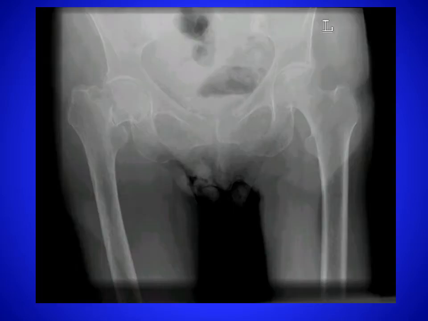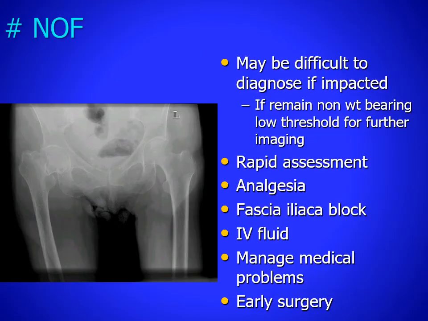This X-ray demonstrates an intracapsular fracture of the neck of femur on the right. You can clearly see a disruption of Shenton's line. Undisplaced fractures may be difficult to diagnose. If there is a high clinical suspicion, further imaging may be required. MRI is the gold standard, but if not available in a timely manner, CT may need to be considered.